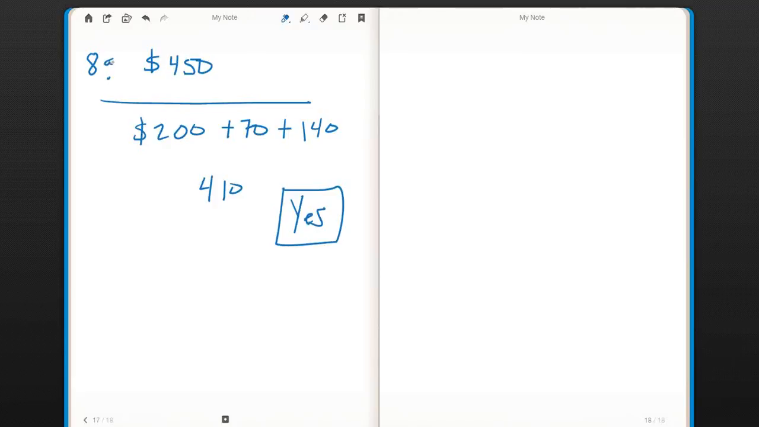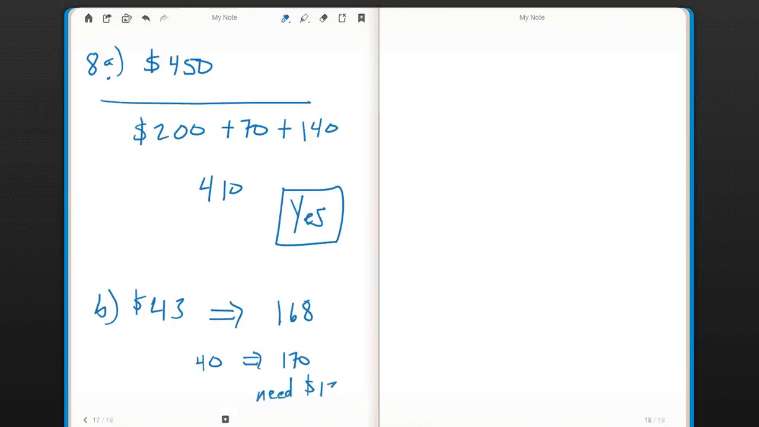That's part A. Part B gets a little more specific. She also remembered she wants to buy a birthday gift, and she found a television set for $168. So she had $43 left over after buying those 3 items. So the estimate is how much money she needs to buy the television set. So if she has $43 and she needs $168, then you could estimate that to $40 and $170, and she needs $130.